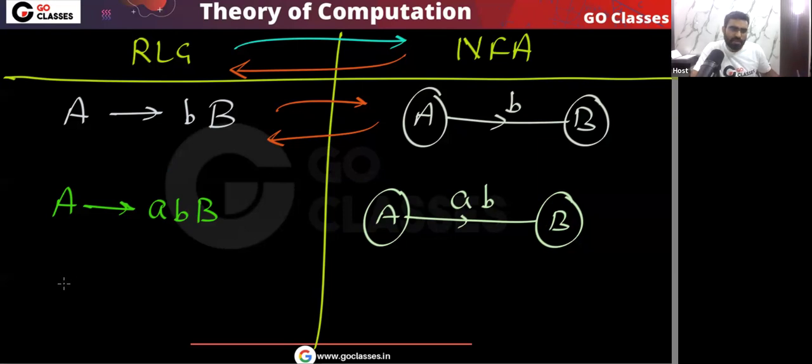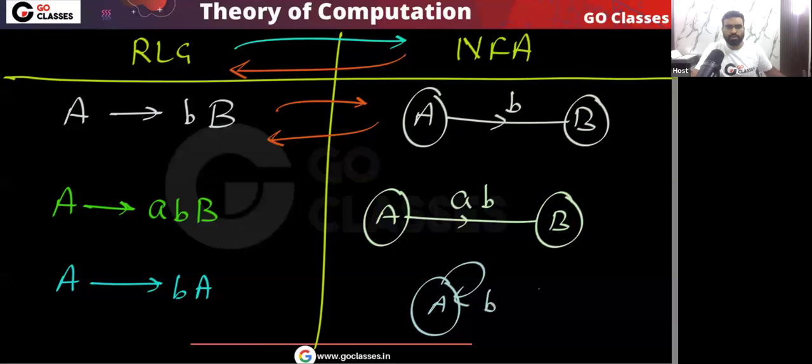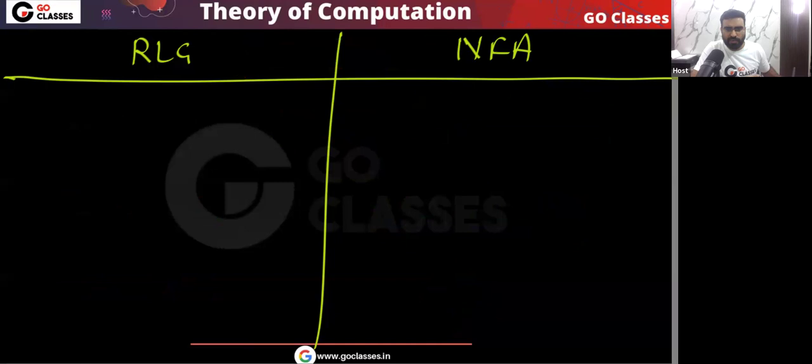Now let's see the next one. For example, if you have A going to bA, now tell me what to do. Very simple. This variable will become the state. And remember, A is going to bA. That simply means A on b goes to A. A on b, it is going to A. So this self loop will be created. Is this understood? Please tell me how to convert production rules of right linear grammar to NFA. So far, is everything clear? Let me know. Now let's see the next one.